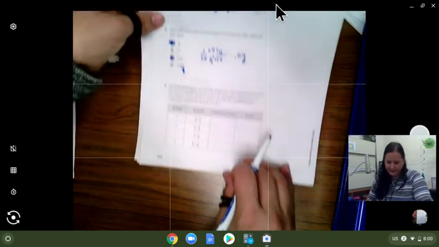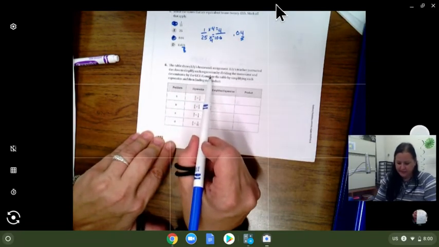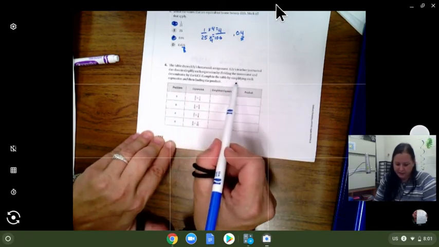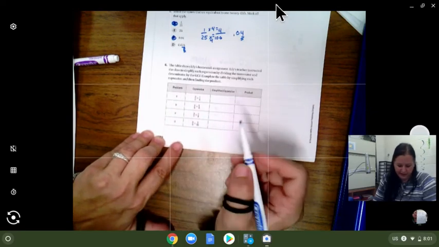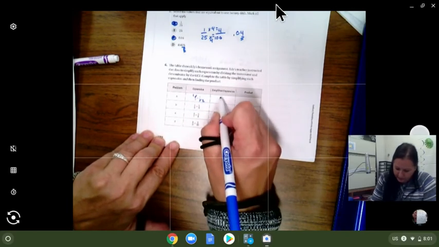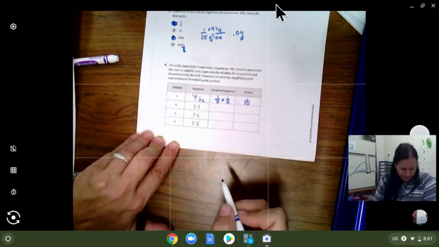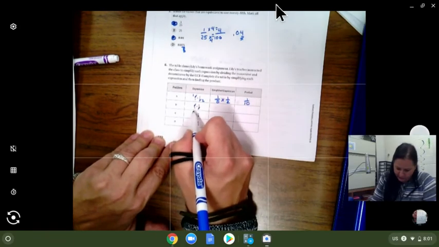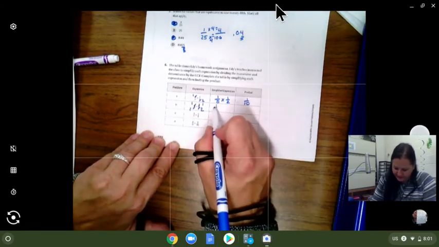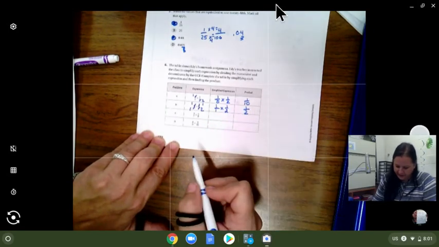All right, it says the table shows Lily's homework assignment. Lily's teacher instructed the class to simplify each expression by dividing the numerator and the denominator by the greatest common factor. Complete the table by simplifying each expression and then find the product. So this is where we're going to simplify, and then we're going to rewrite it. This will be 1/5 times 1/2. The product is 1/10. Here we're going to simplify the 4 and the 8, dividing it by 4, and the 5 and the 5, dividing it by 5. So I get 1/1 times 1/2 just gives me 1/2.